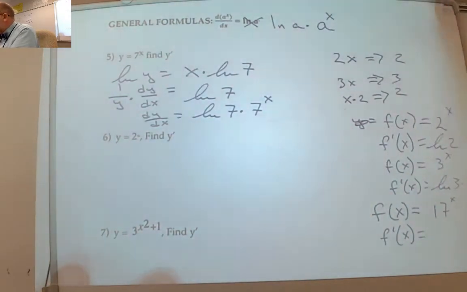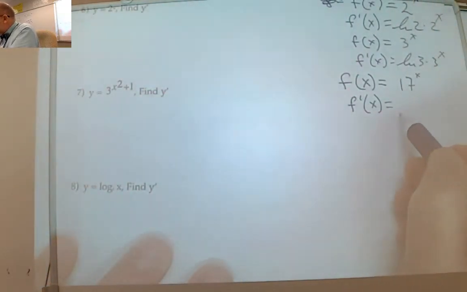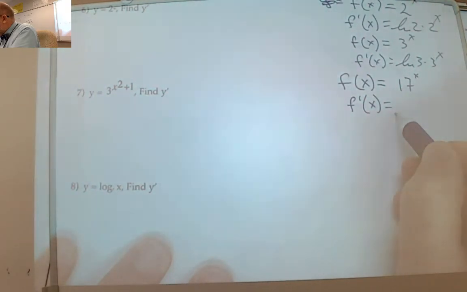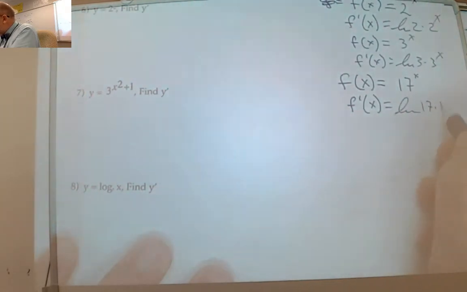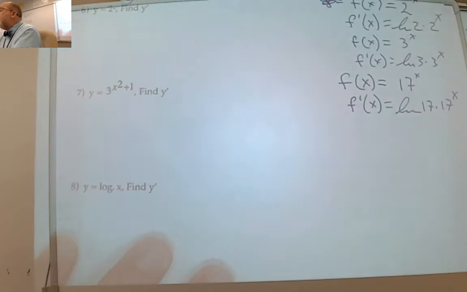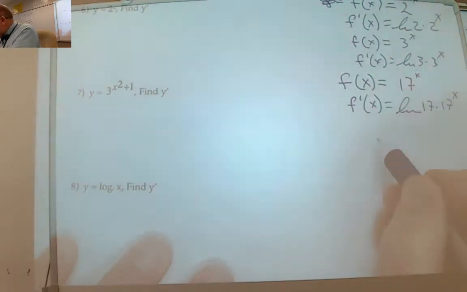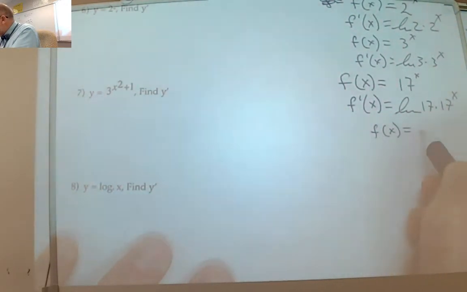It would be. Give you a hint, starts with an L. ln. Look at the two examples I gave ahead. Wait. Oh, ln of 17 times 17 to the x. Perfect. That's exactly correct.